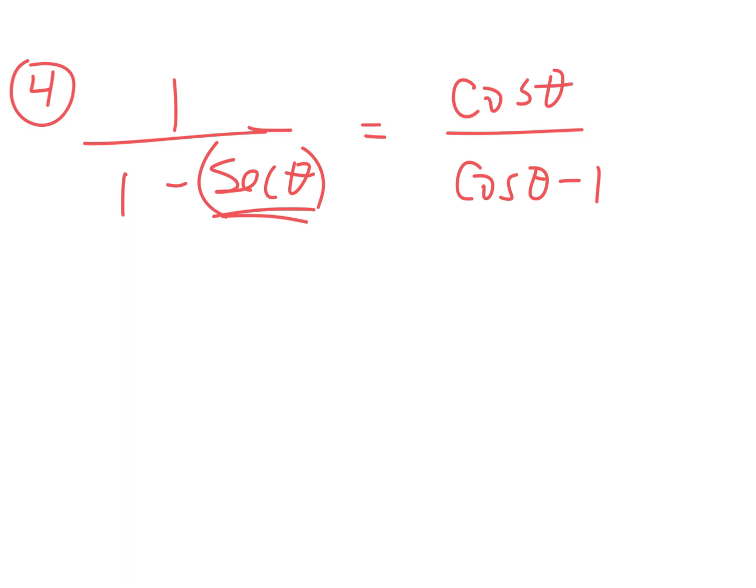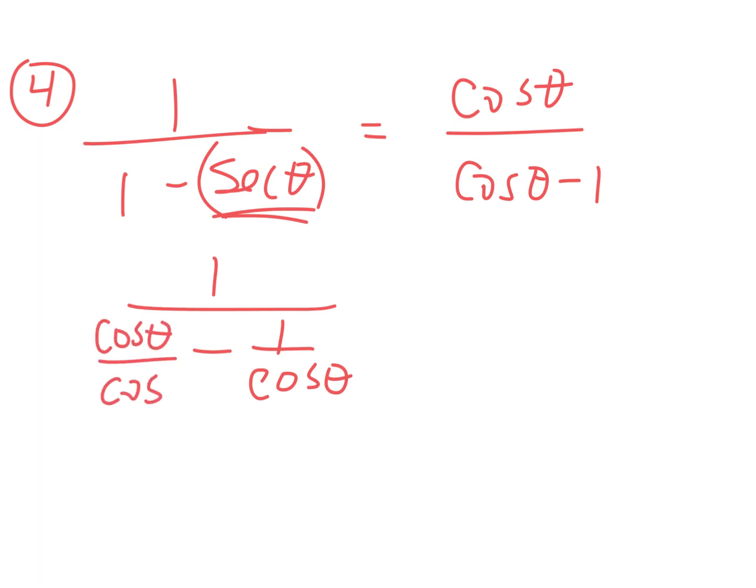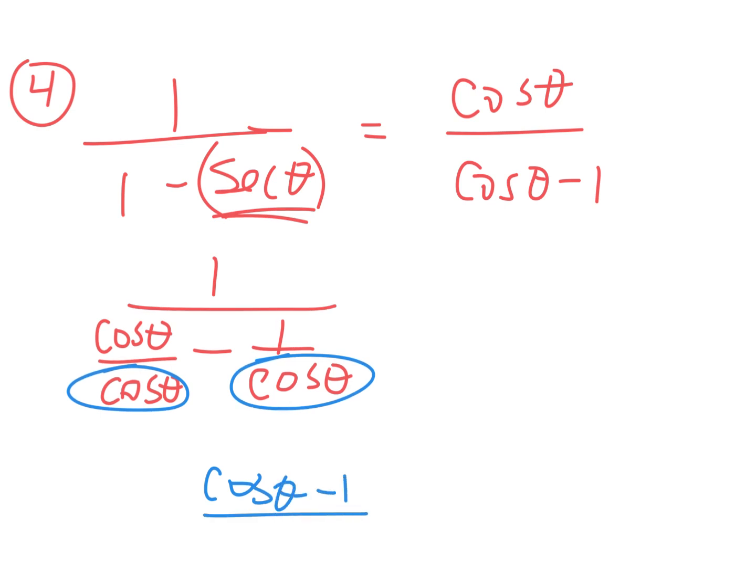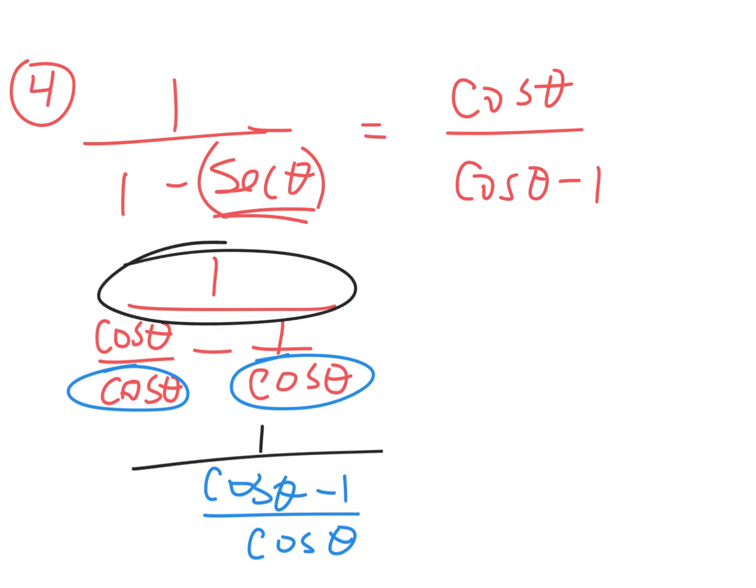By now, if you understood common denominators, you'd be done. So let's see. 1 over 1 minus 1 over cosine. This 1 right here can be turned into cosine over cosine. Now they have a common denominator, so now they can go together. Cosine of theta minus 1 over cosine of theta. But what about the 1 on top? I need to bring that down, and it's still 1 over all that.